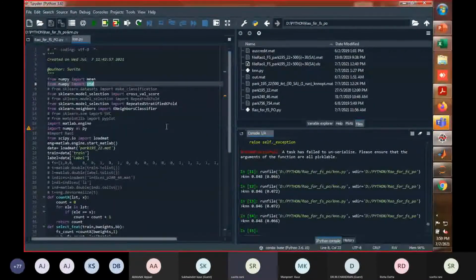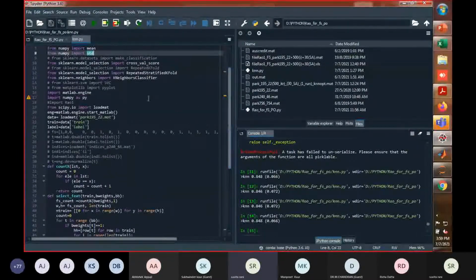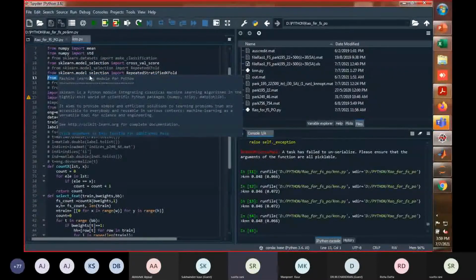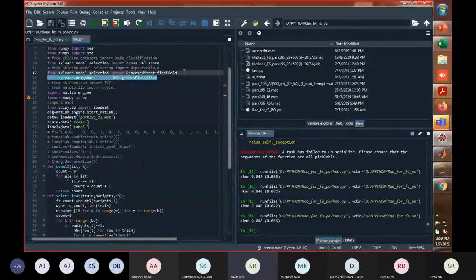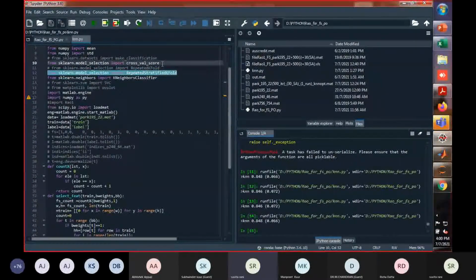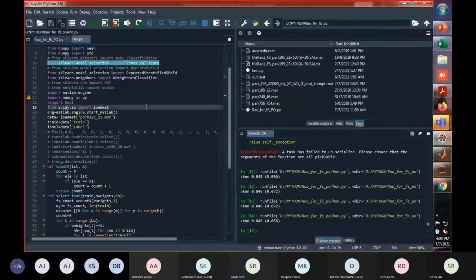For the k nearest neighbor classification, first we need the classifier. sklearn is a library having the neighbors module, from which we import the k nearest neighbor classifier. Then we need repeated stratified k-fold for the cross validation, and cross_val_score to find the cross validation values.